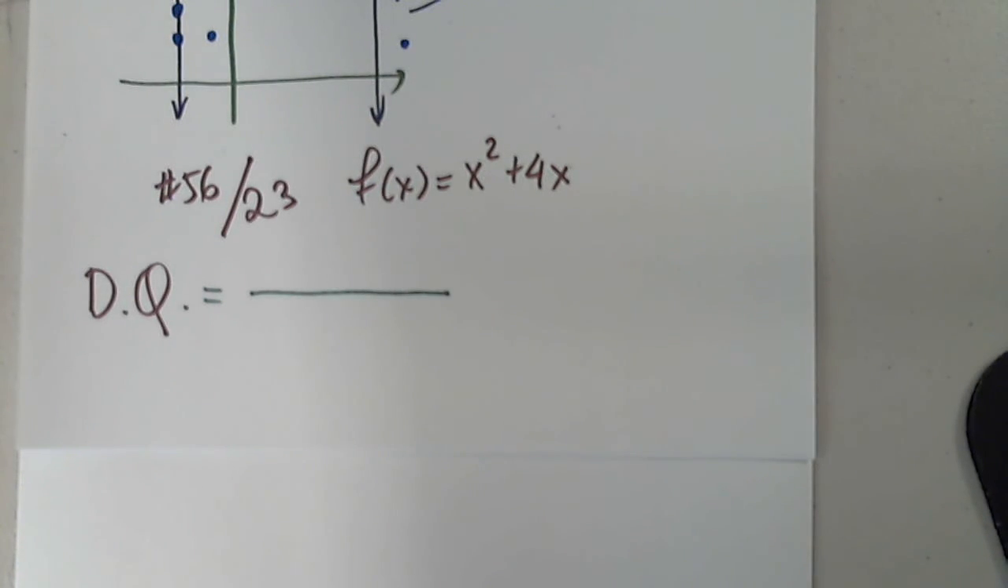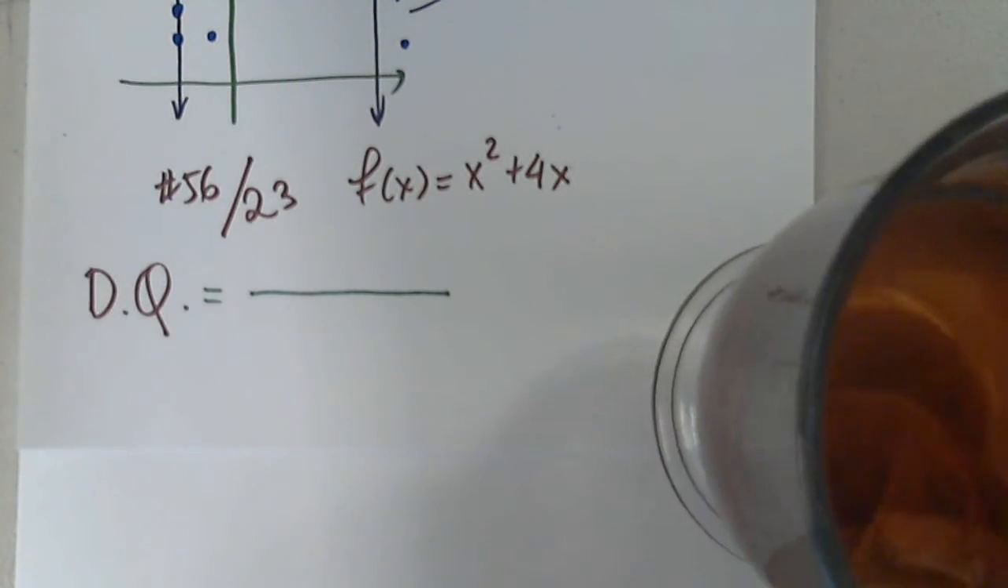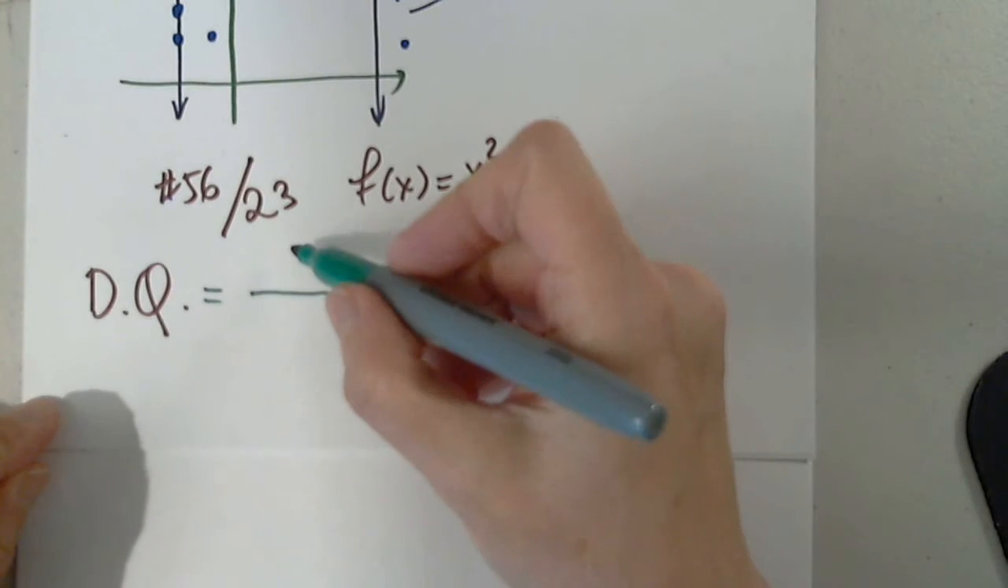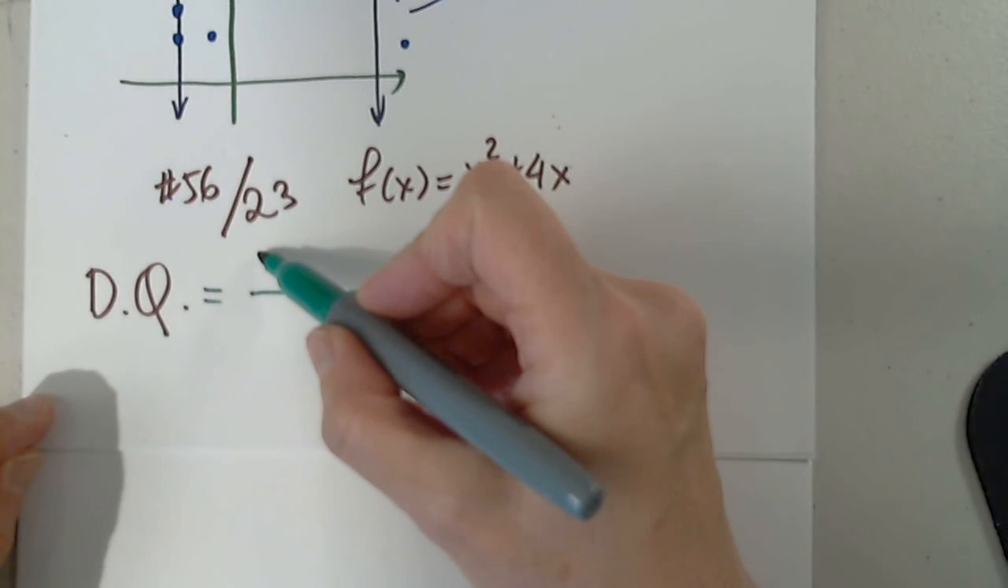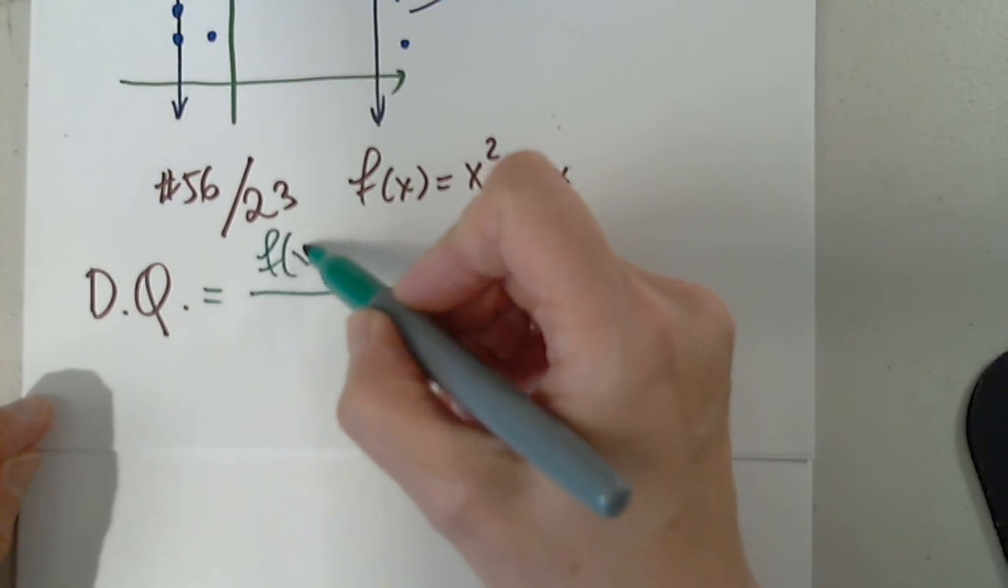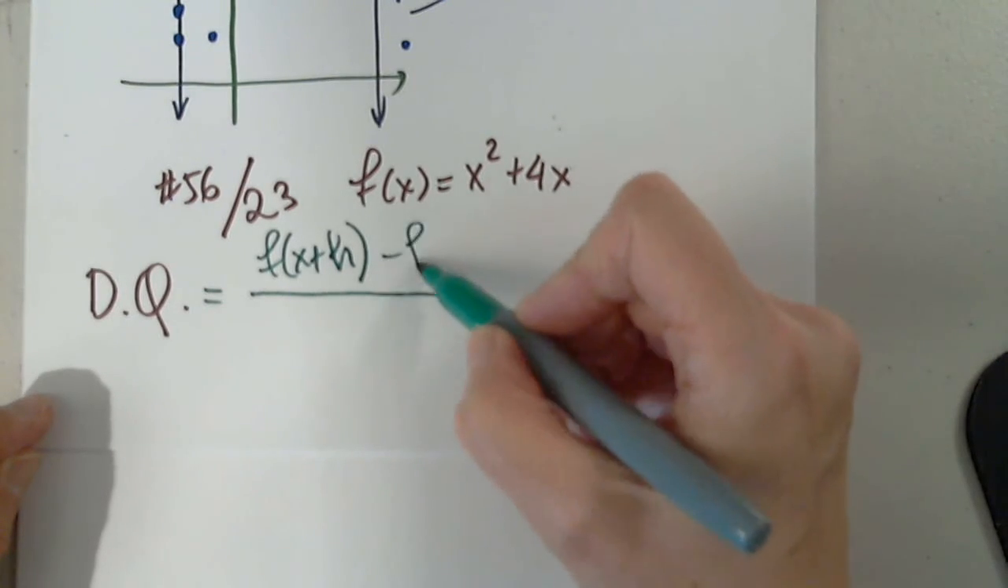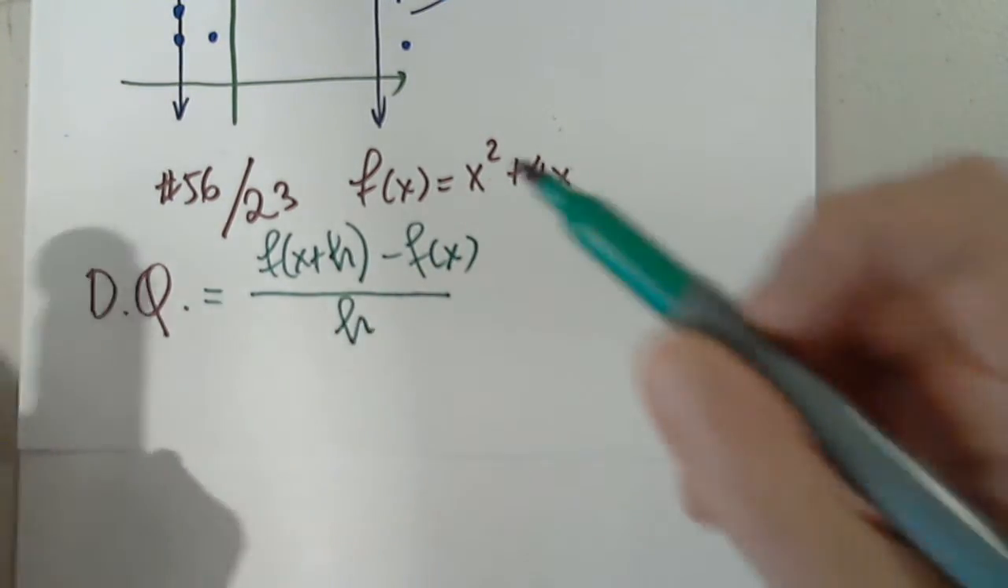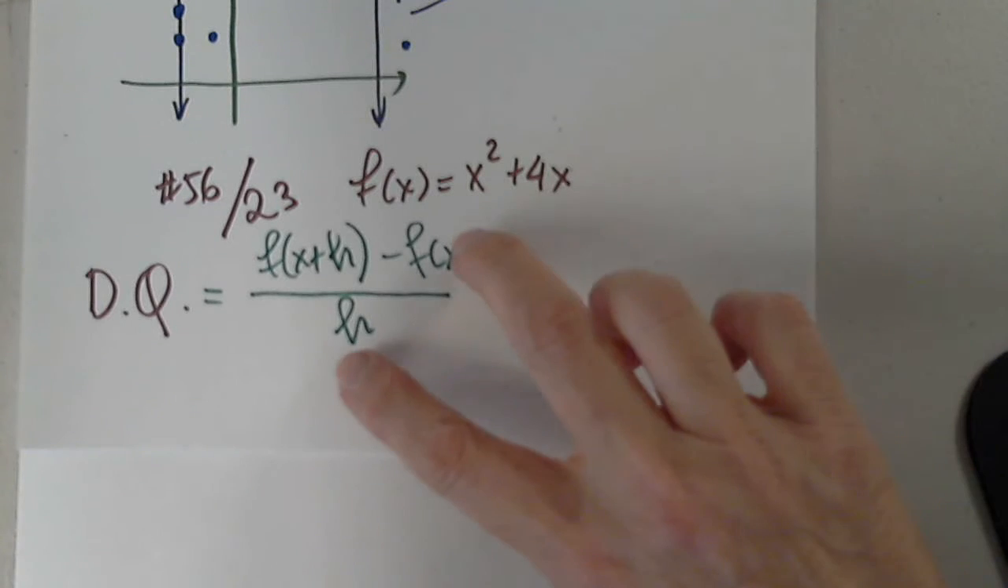Is it f of x plus h minus f of x over h? That's it. Very good. So we have these two points.